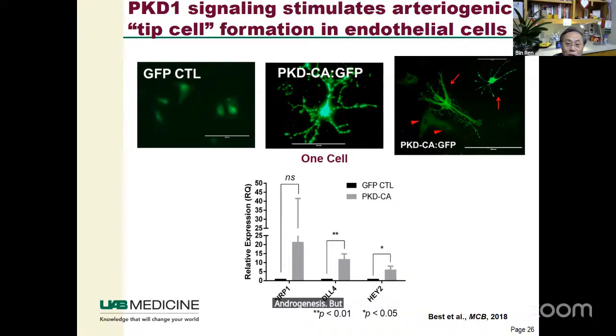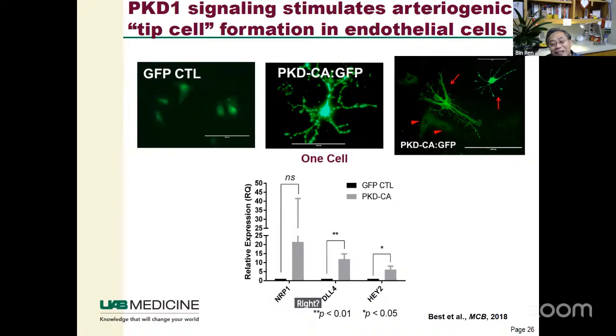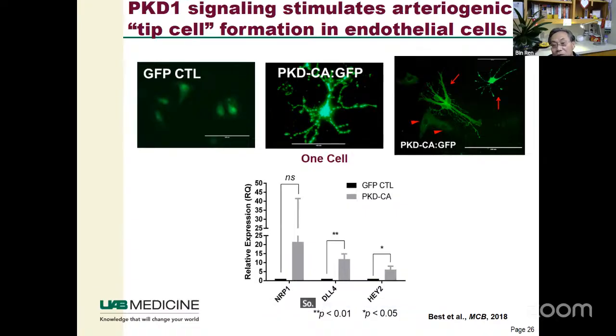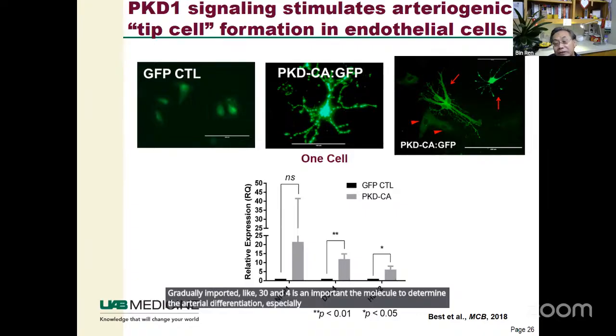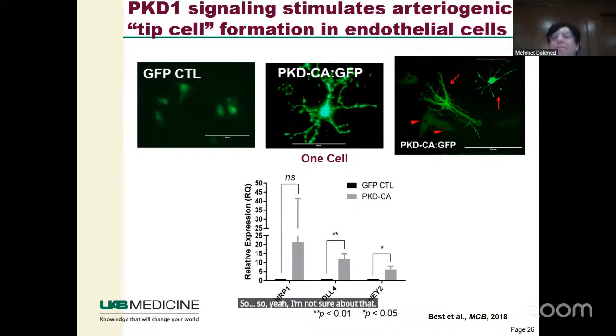But interestingly, we looked at ligand 4, which increased, because in the field of angiogenesis, most people think that ligand 4 is a T cell marker. They said when you form the T cell, this ligand 4 disappears. But for us, we found that ligand 4 is not only a T cell marker, it is important for arterial differentiation. So then I searched the literature. Actually, in Genes and Development, it has been reported that ligand 4 is an important molecule to determine arterial differentiation, especially during development. So yeah, I'm not sure about that. Thank you.